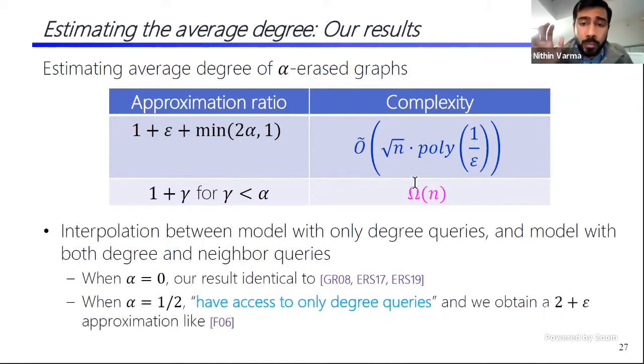Our model can be seen as an interpolation or unification of the model with only degree queries and the model with both degree and neighbor queries. Specifically, when alpha is small, or say 0, we have access to both degree and neighbor queries. And as adjacency list entries get progressively erased, you can view this as losing access to some of the neighbor queries, and you are in the model by Feige.